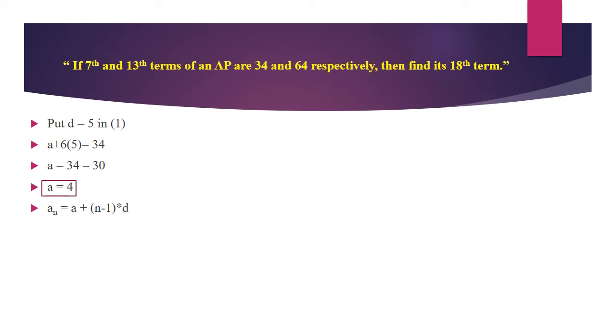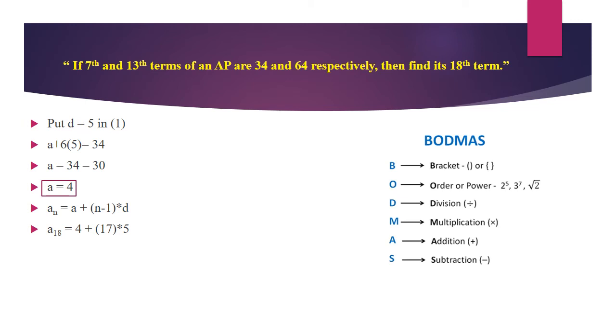A value we already know, that is 4. N is 18 and minus 1 is 17 as it is, and d is going to be 5. When I substitute all the values, I get a18 is equal to 4 plus 17 into 5. Now we are going to learn one more important concept here. Many students make a mistake of adding 17 and 4 then multiplying with 5, which is a wrong method.